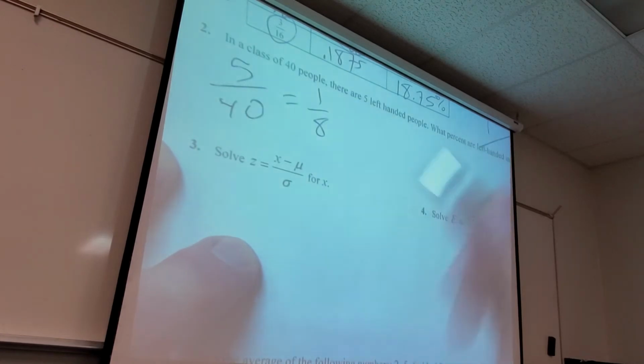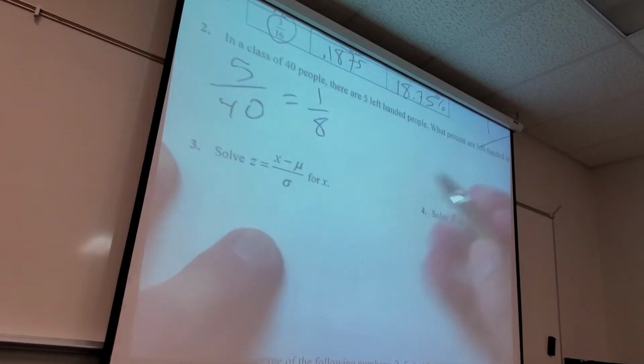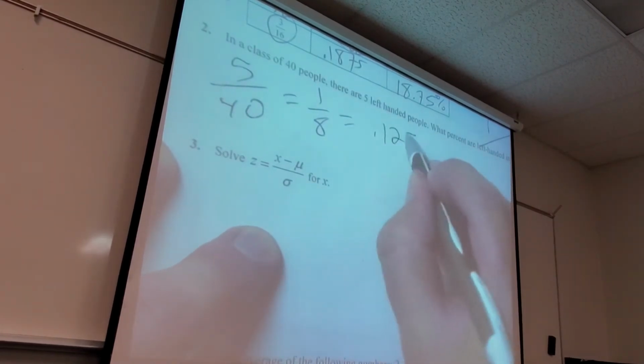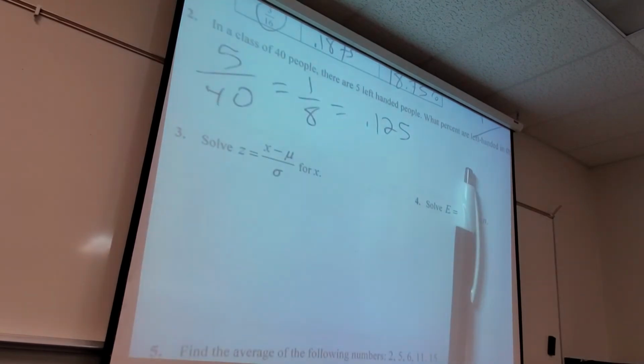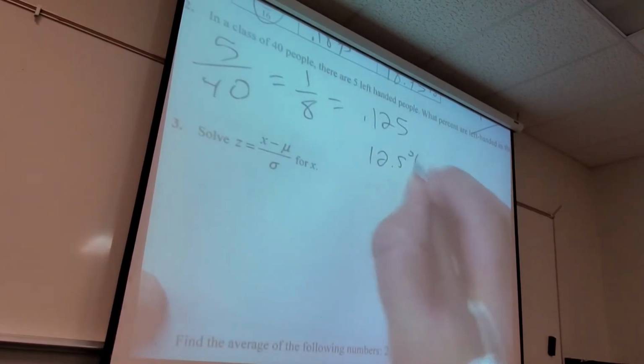Now you could do 40 into 5, and long division gives 0.125. Yes, that's 0.125. Because again, 1/8 is 1/2 of 1/4. What's 1/2 of 25? 12 and a half. So 0.125, which you can then write as a percent: 12.5%. Bam.